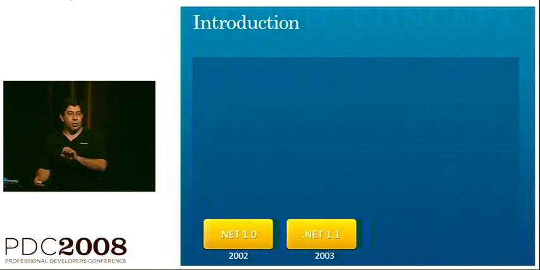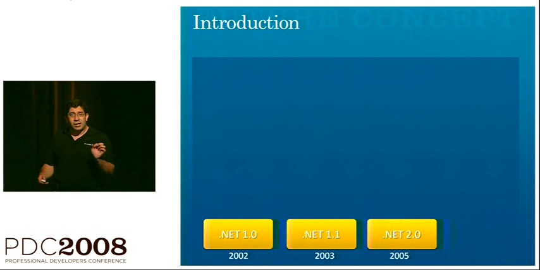Did another side-by-side release, 2.0 in 2005. Now, the problem with these side-by-side releases is they're great for application compatibility, but they're not as great for add-in compatibility, because your host has to choose which version of the CLR to run on. And you can either use the old one and then the new stuff doesn't work, or you can use the new one and then you can have compat issues.